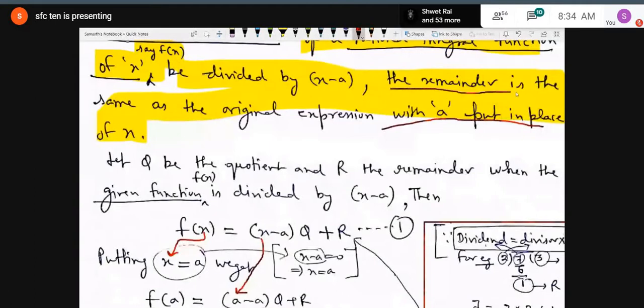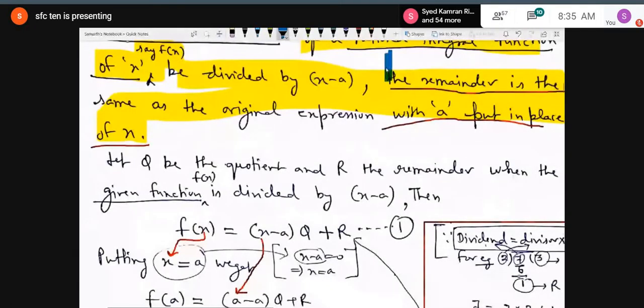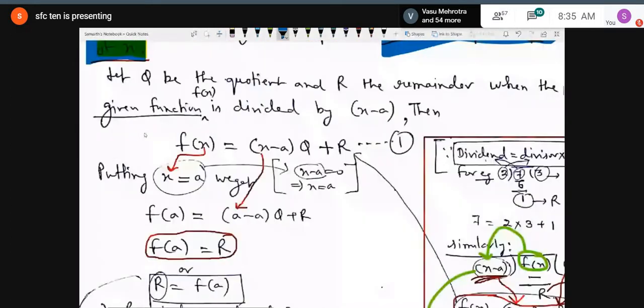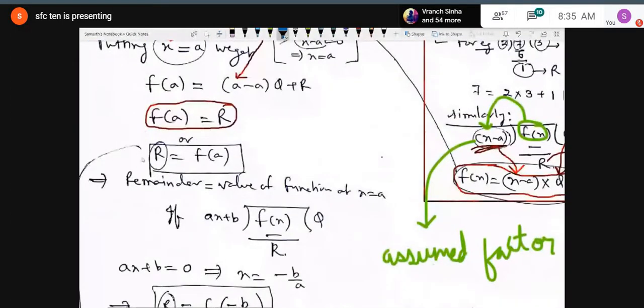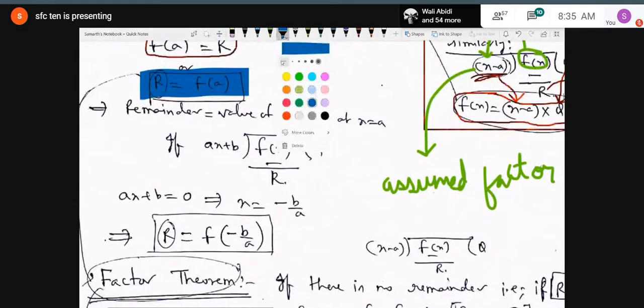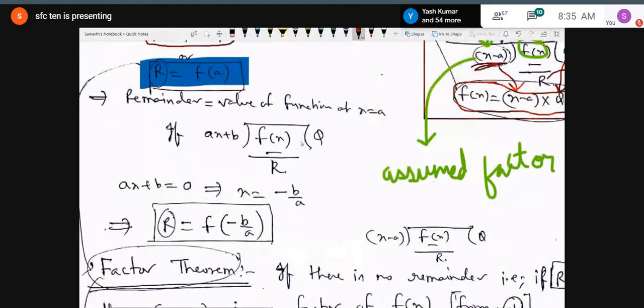Means you have not done the actual division, but you have directly got the remainder. Remainder is equal to the value of the function at x is equal to a. Suppose I take another example: the function in x is f(x) and you are dividing by ax plus b. In this case also you will get some quotient and remainder. So what will you do? You will equate ax plus b equal to 0 because you are dividing by ax plus b. So x is equal to minus b upon a.